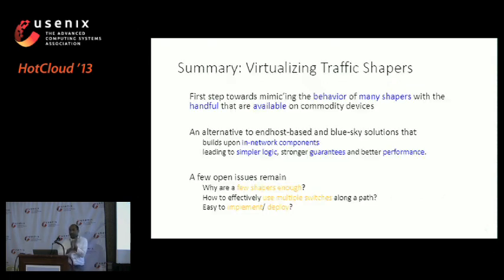To summarize, if there's one thing you'll remember, given hopefully that's not the fonts, it's that the behavior of many shapers can be mimicked by an algorithm that adaptively maps classes to shapers and uses only a handful of them in hardware. If you can pull something like this off, what it buys you is that you're able to use in-network components rather than just leverage end-to-end control loops.